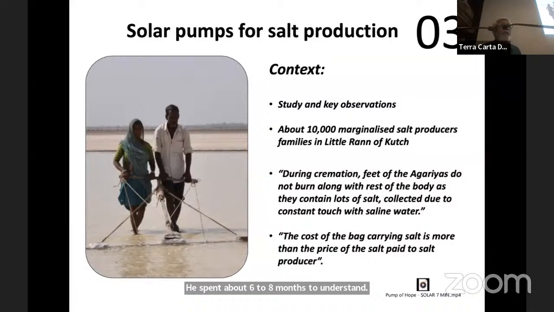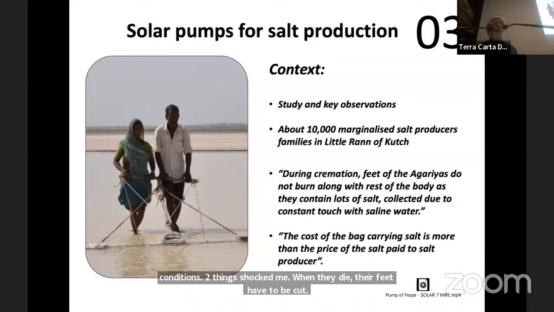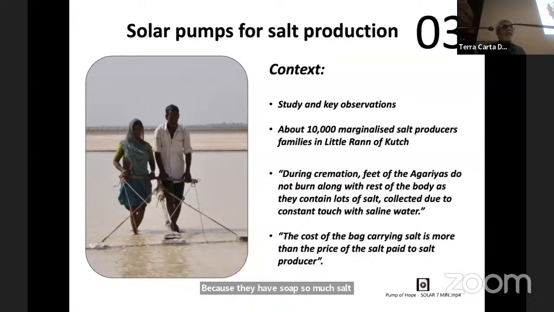2 things shocked me. When they die, their feet have to be cut because they absorb so much salt. You can see how they produce salt, traditional production. So as a Hindu, if they die and have to be cremated, their feet have to be cut because they have absorbed a lot of salt. Secondly, which is, I think, inhuman.